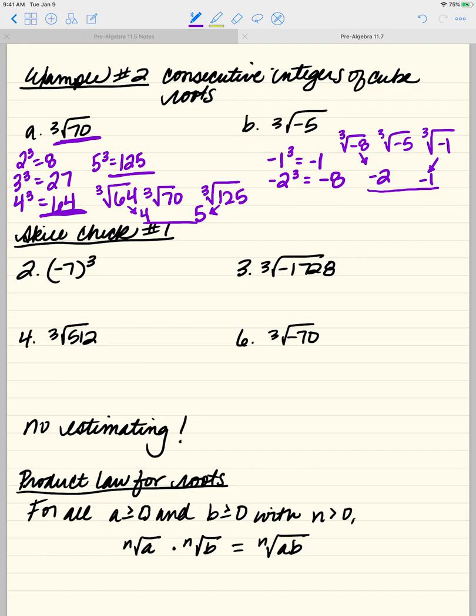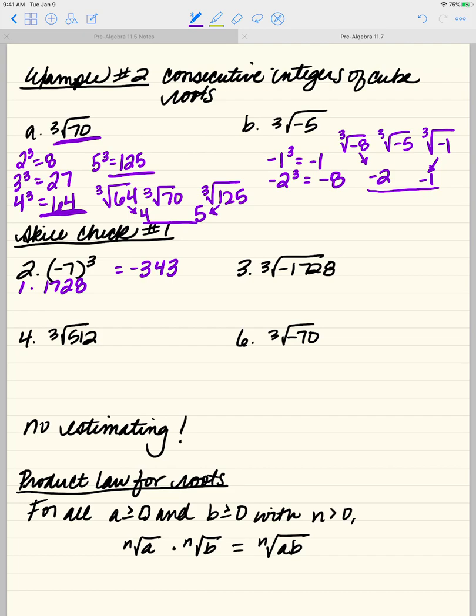Box skill check number 1, okay, just says find the following perfect cubes, right? Number 2, negative 7 times negative 7 times negative 7, that is negative 343. Okay, if you want to check number 1 on that one, you should get 1,728. Okay, number 3 says find the following cube roots.